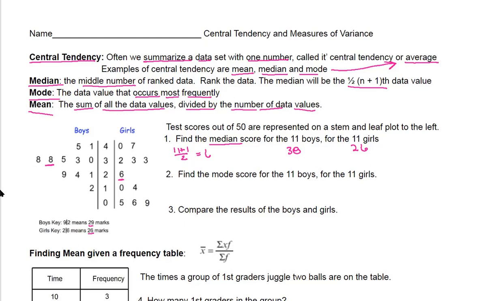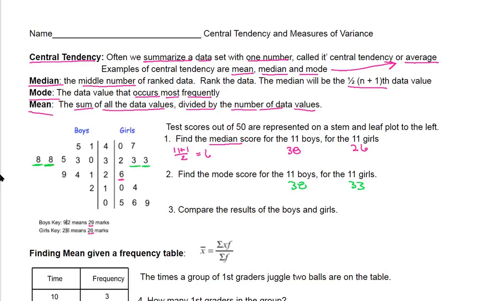So let's take a look and find the mode. The mode for the boys. Which number happens the most often? That's going to be 38. Pause this and find the mode for the girls. All right, hopefully you did that, and hopefully you decided that the mode for the girls was 33.